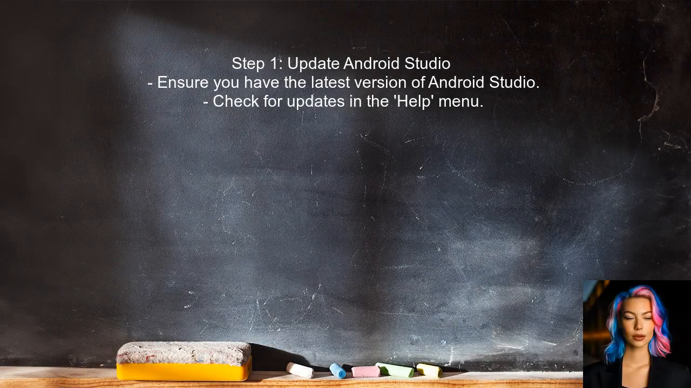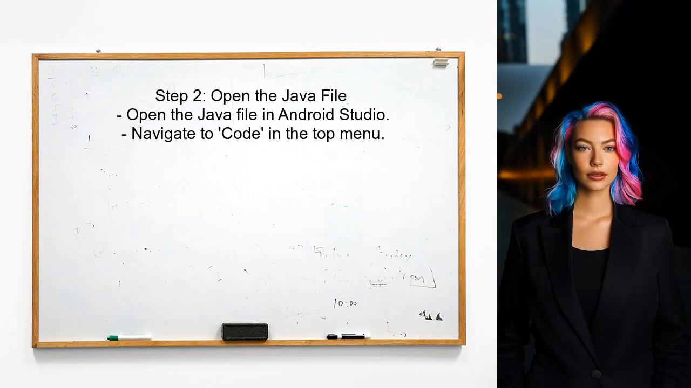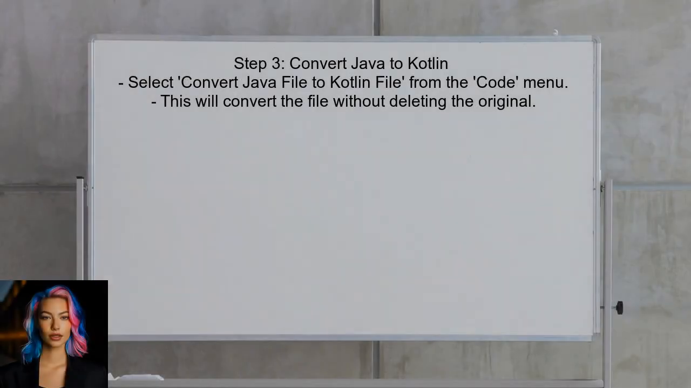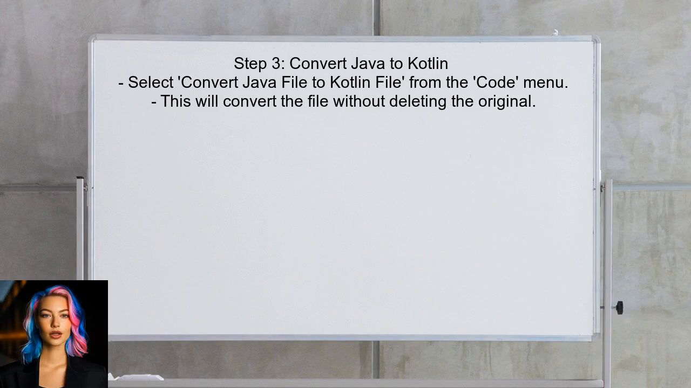To begin resolving this issue, the user should first ensure that they have the latest version of Android Studio installed. This can help avoid any bugs present in earlier versions. Next, the user should open the Java file they want to convert. Once the file is open, they can access the conversion tool by navigating to the menu. Now, the user can select the option to convert the Java file to Kotlin. This will allow the IDE to handle the conversion while preserving the Git history.